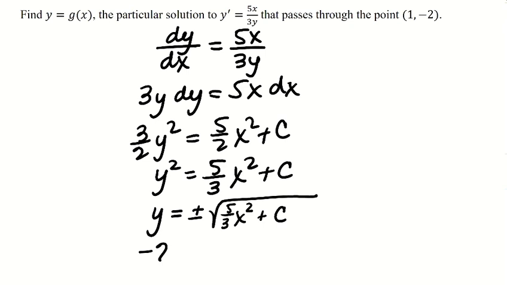Well, -2 equals plus or minus the square root of 5/3 of 1, which is 5/3, plus c. Now, that's interesting. Is -2 equal to the positive square root or the negative square root of whatever this thing is going to be? It is the negative square root. So when you say positive or negative, it depends on the initial condition. So since y is -2 over here, we're going to be thinking, well, it's going to be just the negative square root.